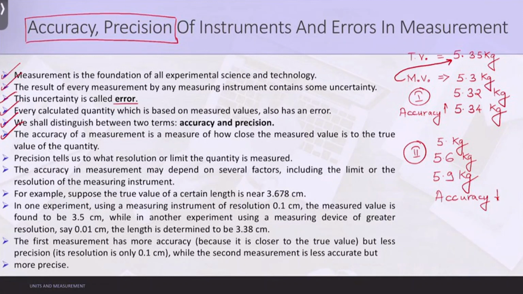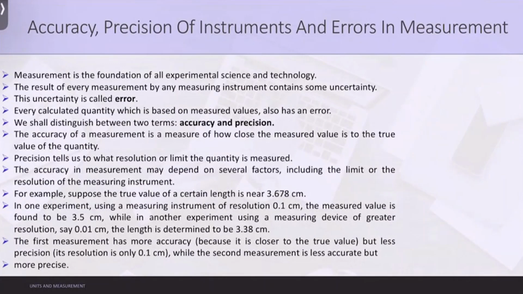So the accuracy of a measurement is the measure of how close the measured value is to the true value of the quantity. Precision tells us to what resolution or limit the quantity is measured. Okay, so precision can be explained with an example also.